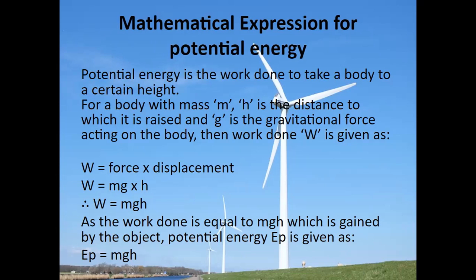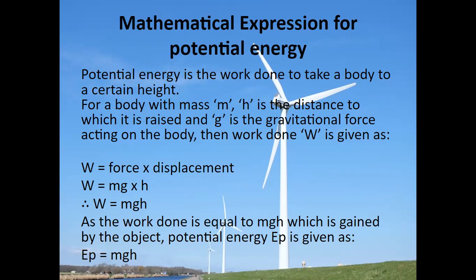W is the work done. We know the formula: W is equal to force into displacement. Force is nothing but m and g. The body has mass m, and the gravitational force acts on that mass of the object. The object has a mass m. Because of that, instead of force, we mention mg.